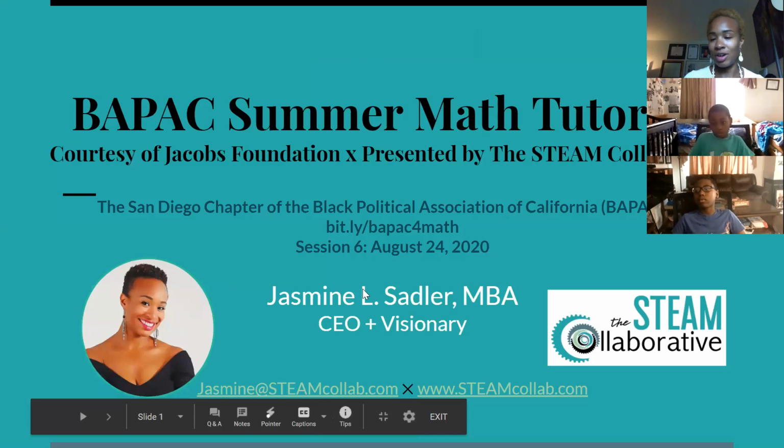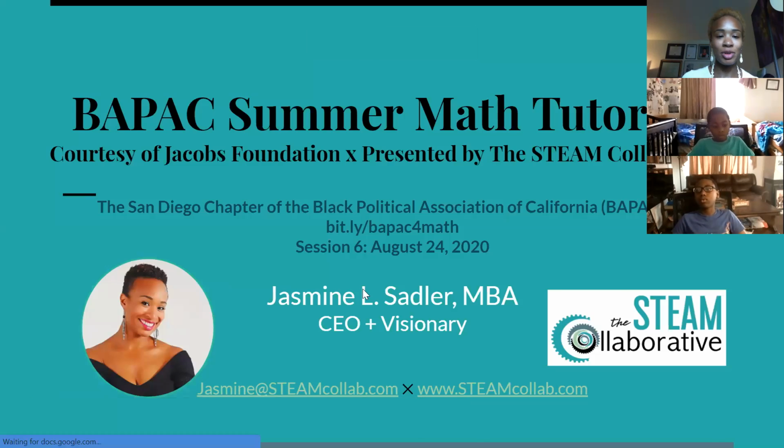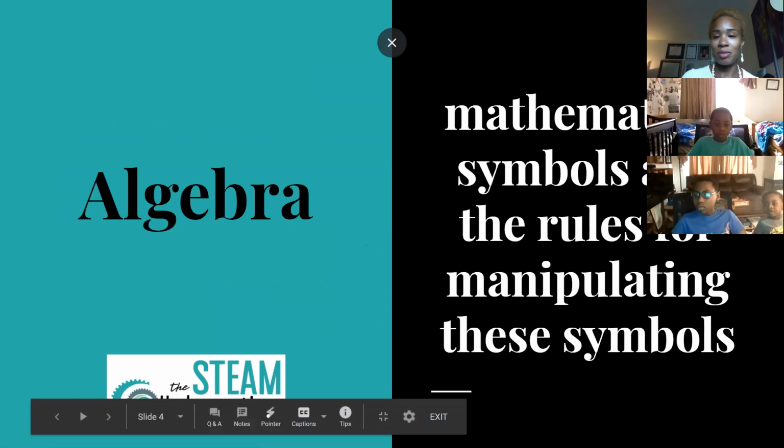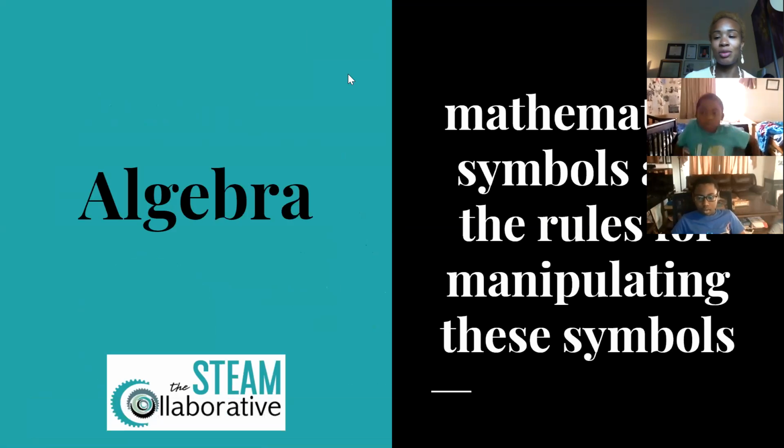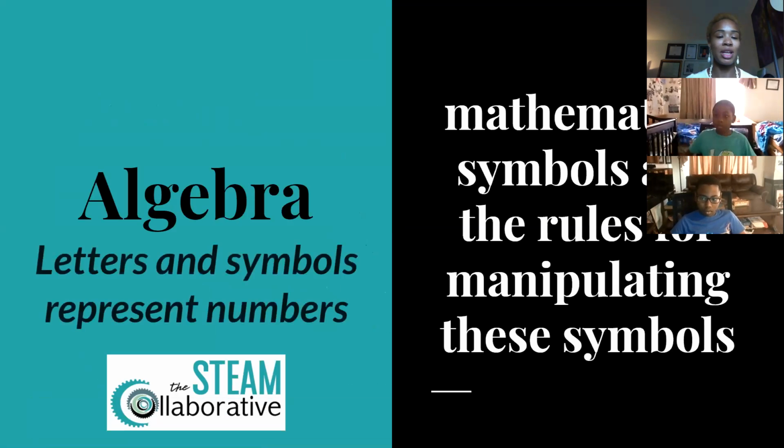All right, so we're here for lesson 6, and this one's on algebra. So again, from last time, algebra is using mathematical symbols and the rules for manipulating the symbols, or letters and symbols that represent numbers. So when you start seeing X and Y and different letters in your equations, that's usually algebra and the rules that you use. We're going to go through some more of those rules today, and this is going to be the hardest lesson on algebra.